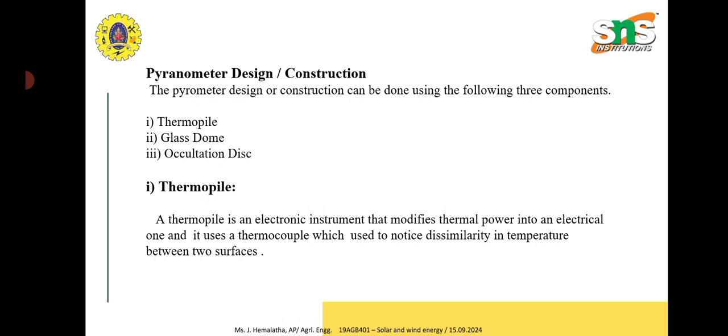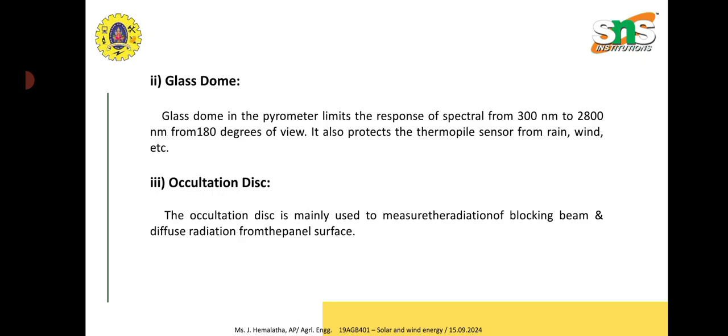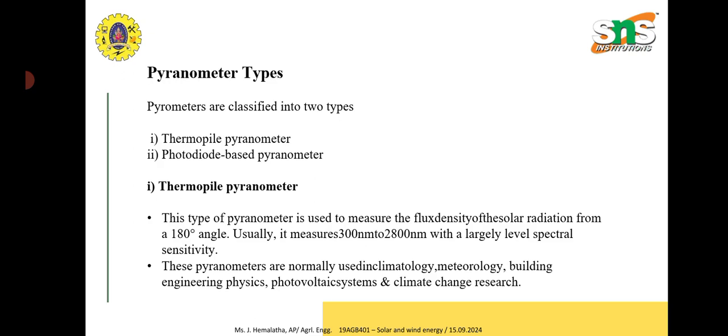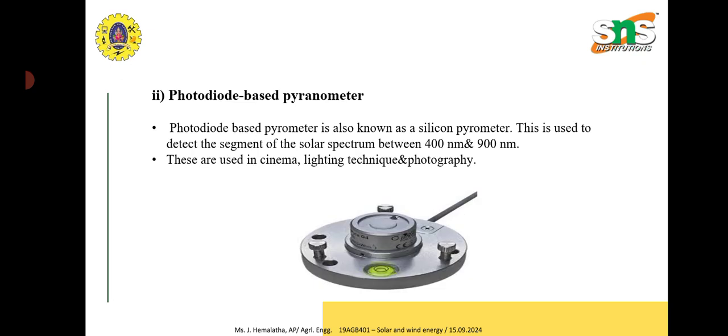The thermopile converts the solar energy into electrical energy, which measures the sun's resources. And the glass dome protects the thermopile sensor from rain and wind. The disc is used to block direct radiation so that diffused radiation can be measured. The pyranometer types are the thermopile pyranometer, which uses a thermopile sensor, and the photodiode, known as the silicon pyranometer, which is used to detect a segment of the solar spectrum.